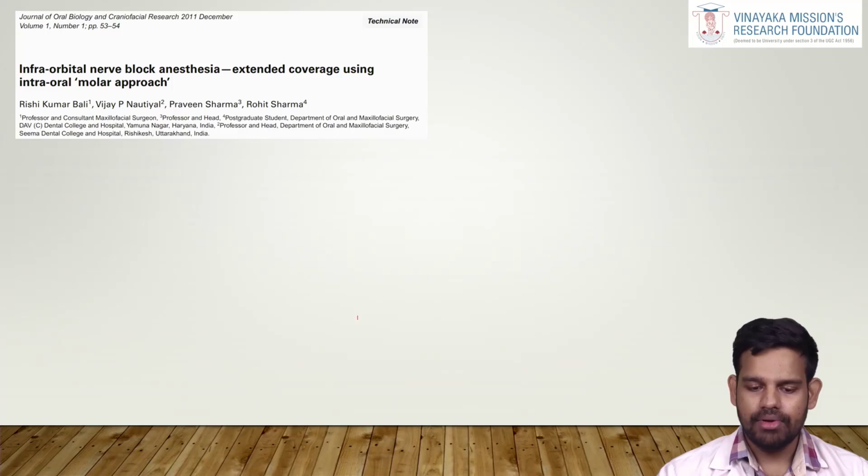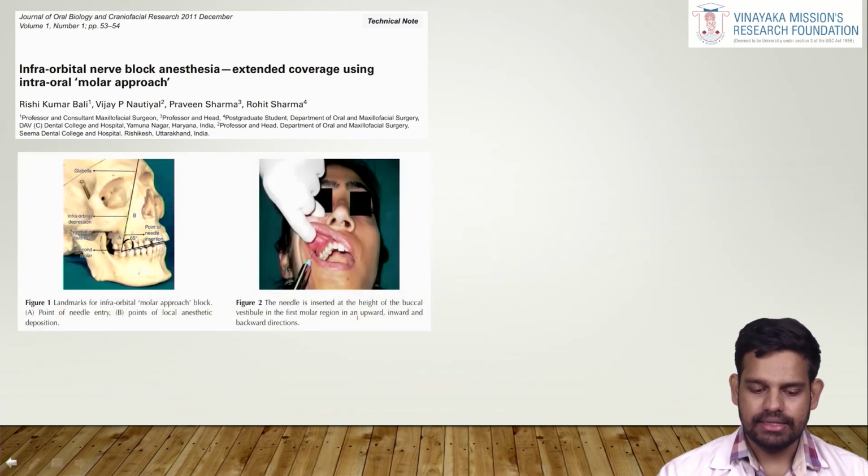The infraorbital nerve block anesthesia extended coverage using the intraoral molar approach was given by Kumar. This article says that a line is drawn from the frontonasal point, which is the glabella, through the infraorbital depression and the zygomatic buttress to the second molar. A line is drawn with the injection to the occlusal plane. This forms a 65-degree angle and this gives you the point of needle insertion. So exactly into the angle formed by these two lines, we will insert the needle at the 65-degree angle to anesthetize the infraorbital nerve.